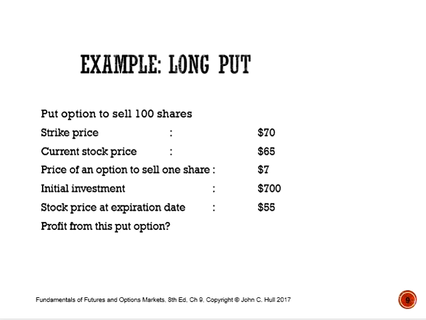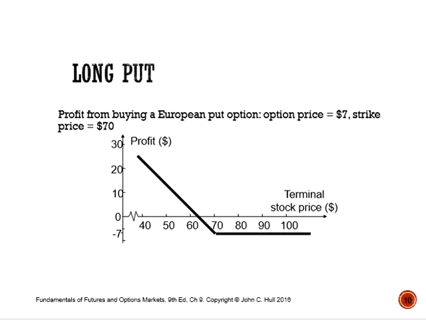Because the option is European, it will be exercised only if the stock price is below $70 on the expiration date. Suppose that the stock price is $55 on this date. How much profit can the investor earn from this put option? The investor can buy 100 shares for $55 per share and, under the terms of the put option, sell the same shares for $70 to realize a gain of $15 per share, or $1,500. Again, transaction costs are ignored.